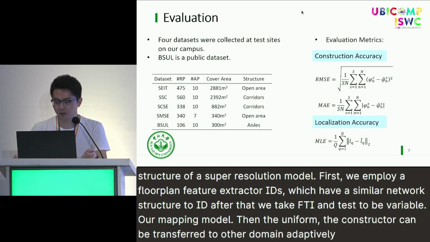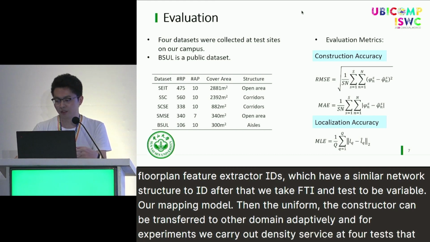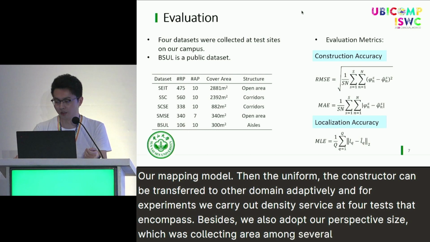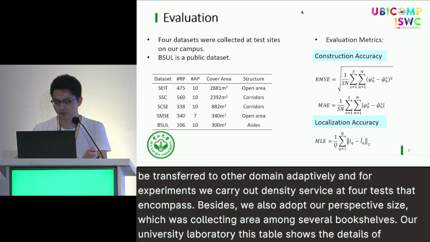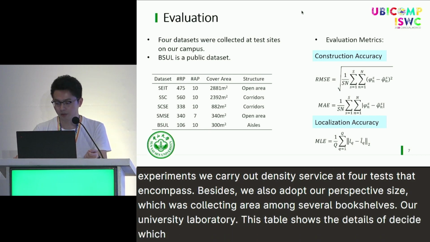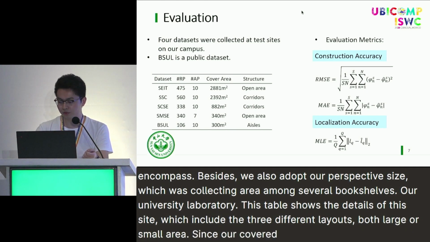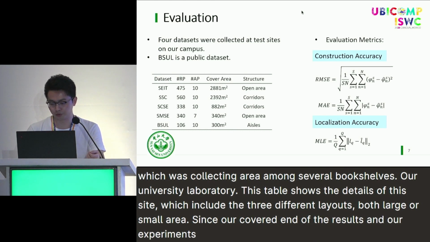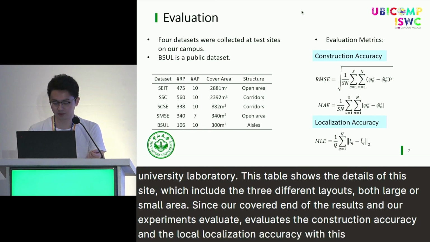And for experiments, we carry out density surveys at 4 test sites in campus. Besides, we also adopt a public dataset, which was collected in an area among several bookshelves of a university library. This table shows the details of the 5 data sites, which include 3 different layouts, and both large and small areas are covered. And in our experiment, we evaluate the construction accuracy and the localization accuracy with these evaluation metrics.